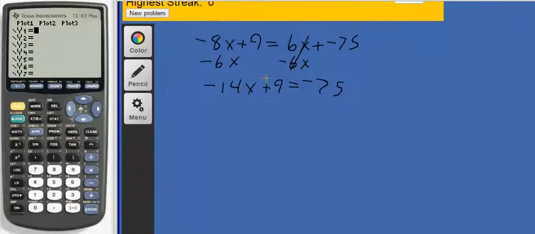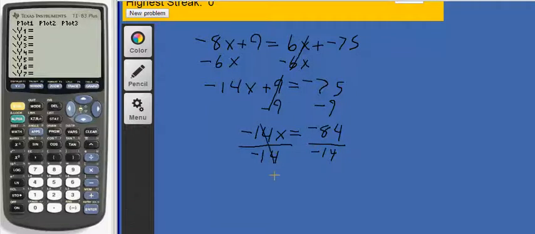So I'm going to get all of the constants on the other side, so all the ones. The opposite of plus 9 is minus 9. Then I divide by the coefficient of x. This is negative 14 times x, so the opposite of times is divide. And x is equal to 6.